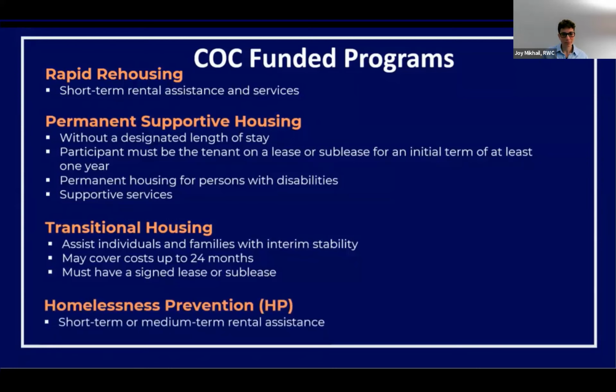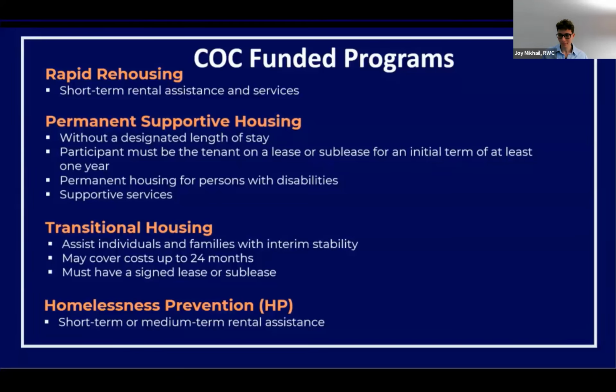Another CoC-funded program I want to highlight is homeless prevention. It provides short-term or medium-term rental assistance and housing relocation and stabilization services. Homeless prevention funding aims to prevent an individual or family from becoming homeless. Services and assistance vary depending on the funding source in that CoC. Some homeless prevention assistance may provide resources for paying application fees, security deposits, or rental arrears, or what we call soft touch case management.